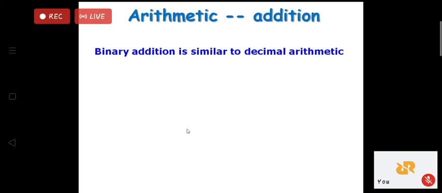Similarly, we have seen universal gates. They are called universal gates because you can implement any logic gate by using NAND and NOR, for which we have seen the truth table. NAND is basically NOT followed after AND, and NOR is NOT followed after the OR operation. So with this, we have seen all the truth tables.